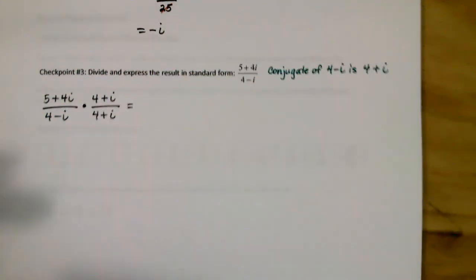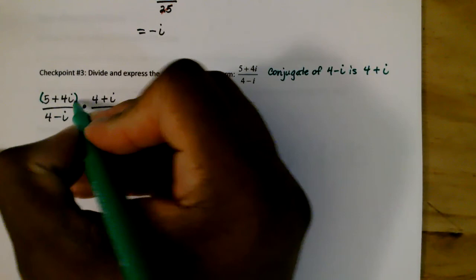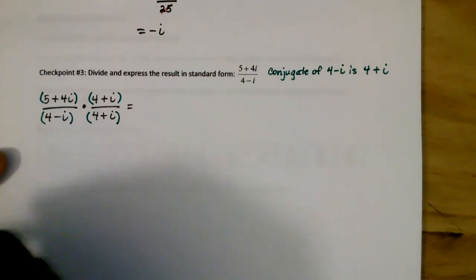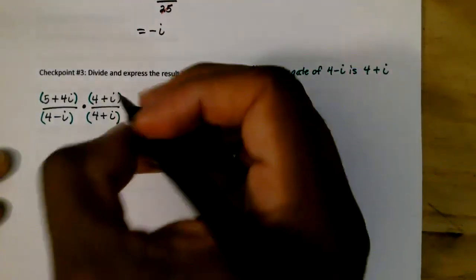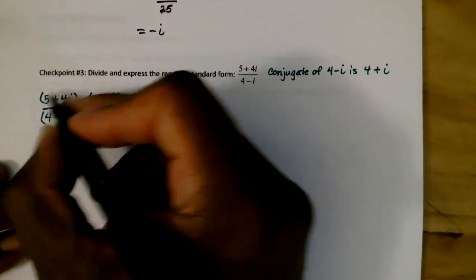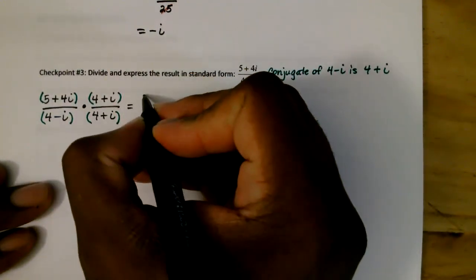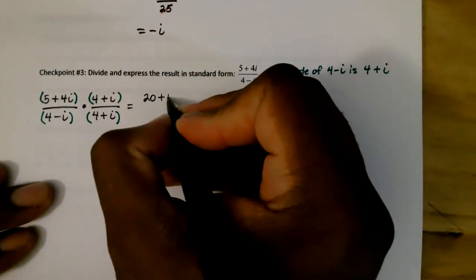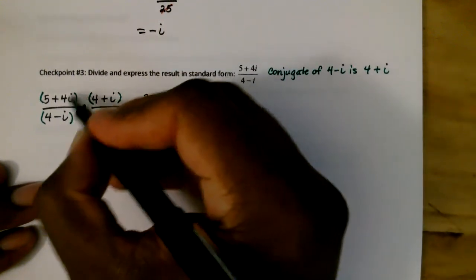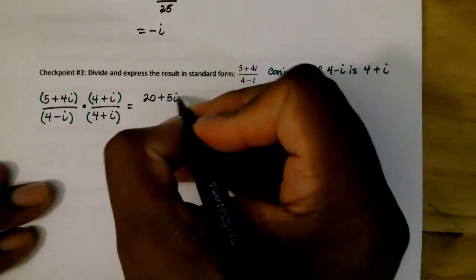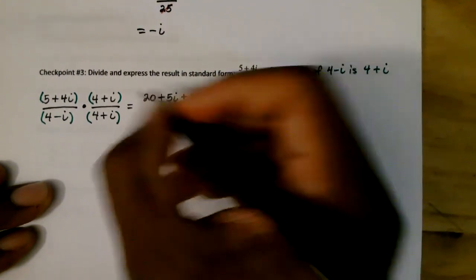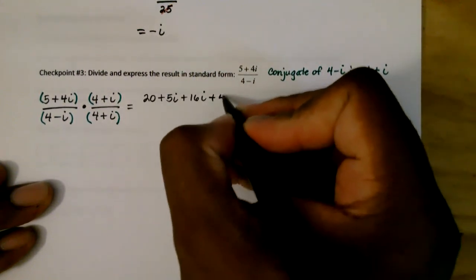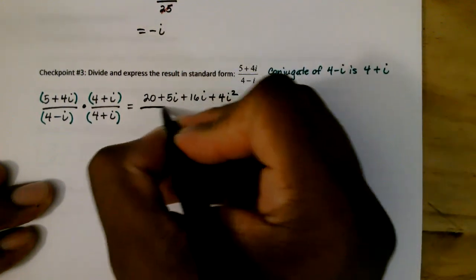And now we're going to multiply the numerator using the FOIL method. So in the numerator, I got 5 times 4. That's the first term times the first term. That's 20. The outer, 5 times i, would be a plus 5i. The inside, 4i times 4, will be a plus 16i. And then 4i times i. Well, 4 times 1 would be 4, and i times i is i squared.